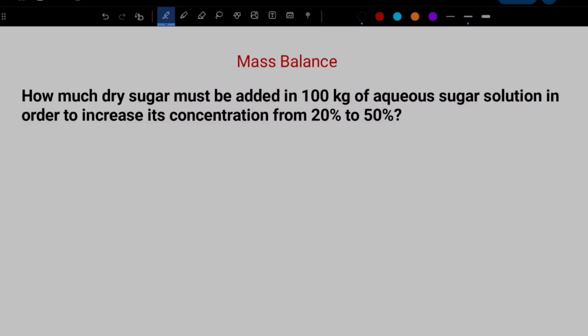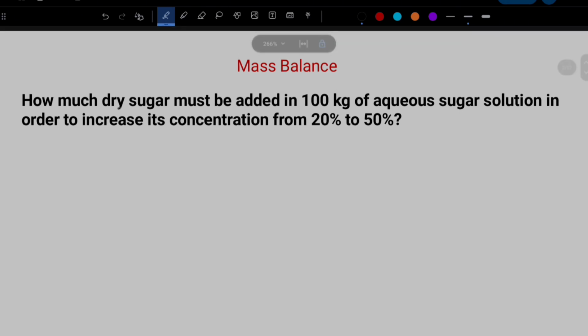Now you understand the basics of mass balance. Let's try to solve some questions. The first question is: how much dry sugar must be added to 100 kg of aqueous sugar solution in order to increase its concentration from 20 to 50%? First of all, let's break down this question. I have a 3-step method to follow to solve every single problem.